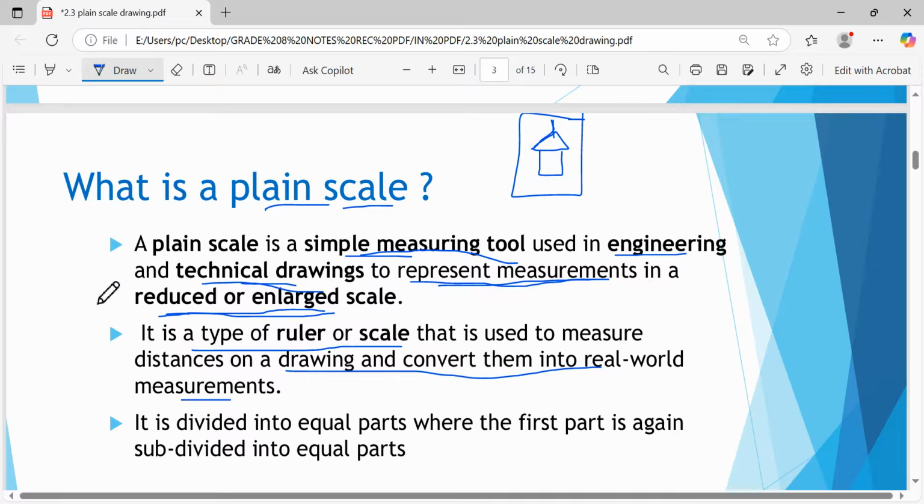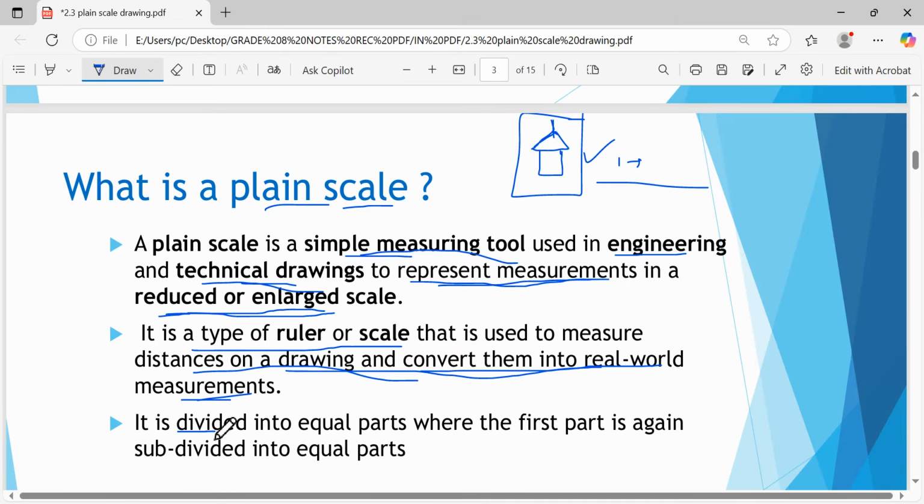For example, engineers will come up with such a thing. Of course, it will not be a hat, but if they want to build a house using concrete and stones, they'll first draw it, and when they draw it, they'll use measurements like centimeters to represent the dimensions of this house. But they'll use a scale where they'll say maybe 1 centimeter will represent something like 100 meters. You get the idea. So it is a certain type of ruler or scale that is used to measure distances on a drawing and then convert them into real world measurements.